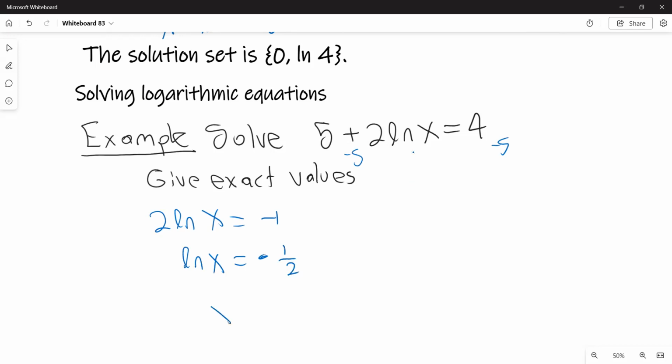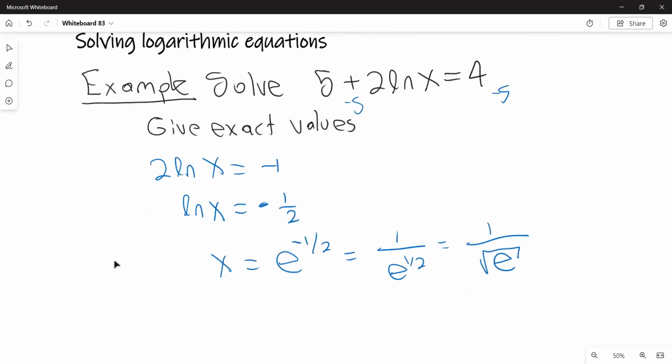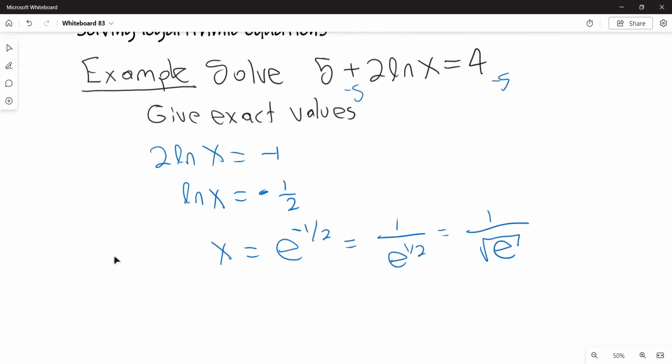So x is e to the -1/2. We're just going to keep it like that. Or 1 over e to the 1/2, or 1 over the square root of e. So that's it. So that is the solution set. And yeah, we can check it quick. I mean, it won't take too long to check that.